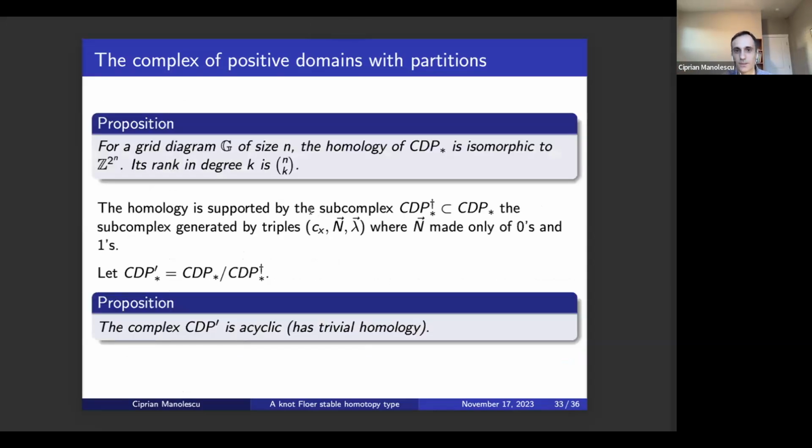Okay, and then you can compute the homology. So this is some work. The homology has rank 2 to the n. That's our computation. But we can tell where it's supported.